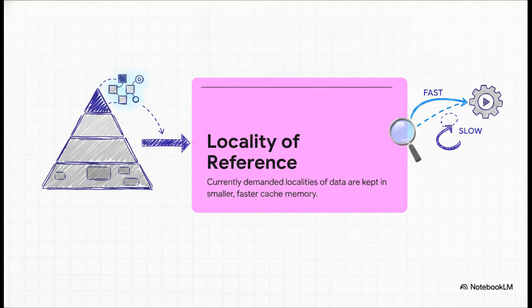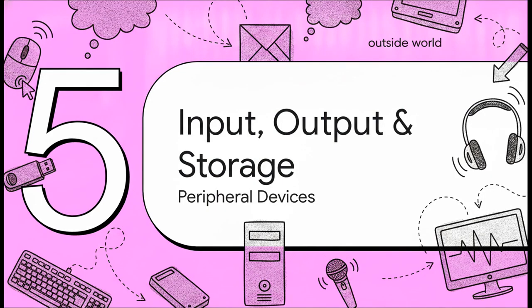To navigate that pyramid efficiently, computers rely on the principle of locality of reference. So the crucial point here is that data you use frequently, or data clustered right near what you're currently working on, is temporarily kept in that smaller, faster cache memory. This principle is literally the entire secret to why cache memory so dramatically speeds up system throughput. It completely prevents the lightning-fast CPU from having to just sit there twiddling its thumbs, waiting for slower main memory to deliver the goods. And finally, zooming back out, Section 5, Input, Output, and Storage.